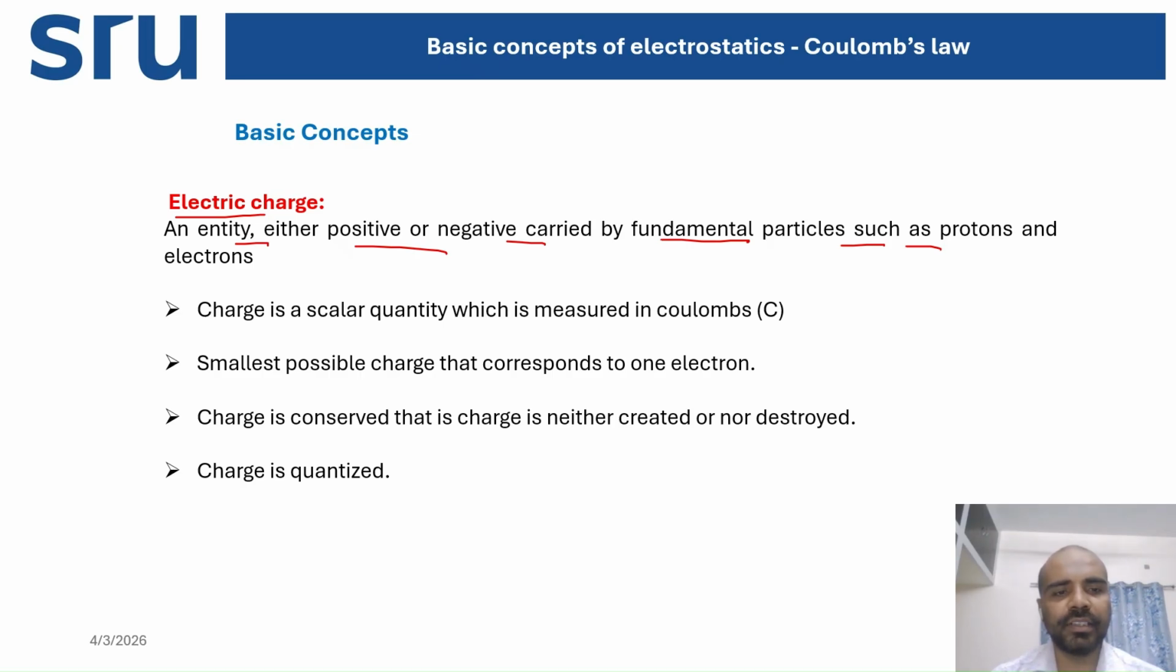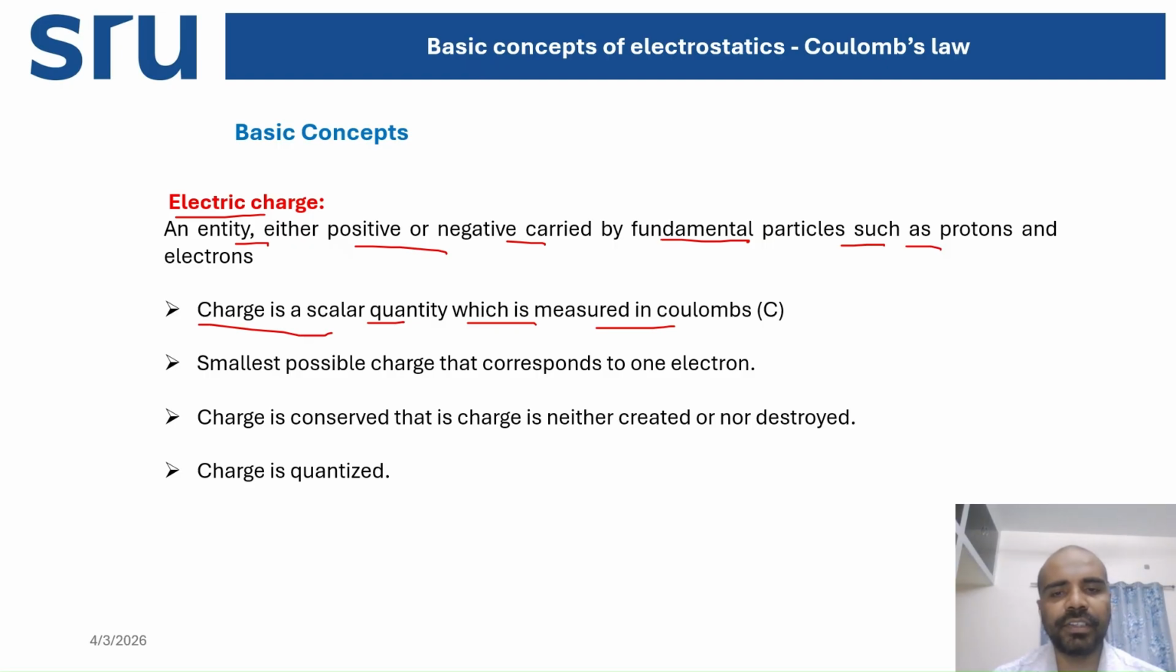So now we will discuss a few unique properties or characteristics of electrical charge, right? Charge is a scalar quantity, right? So charge has only magnitude, no direction. Charge is a scalar quantity and it is measured in coulombs. So what is the unit of charge? The unit of charge is coulomb, right?